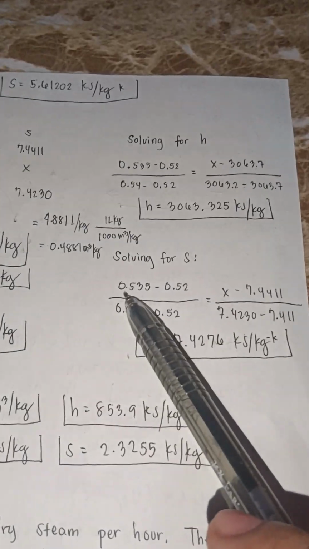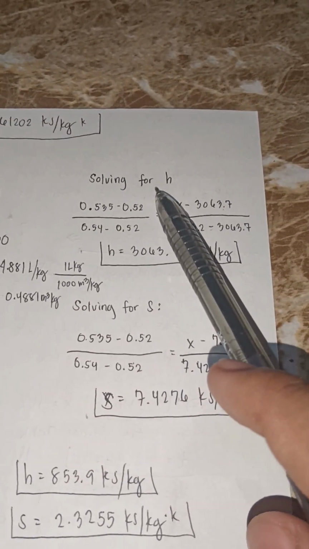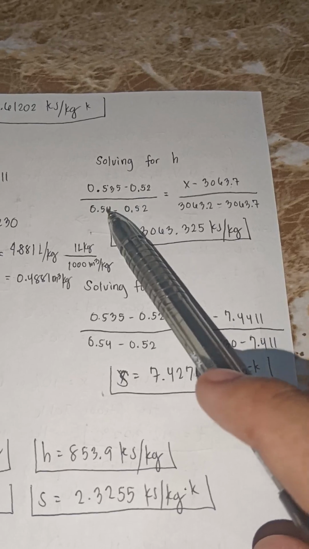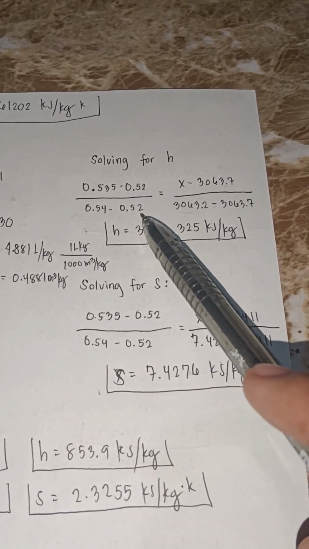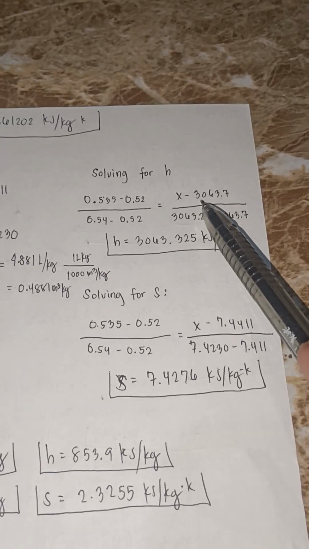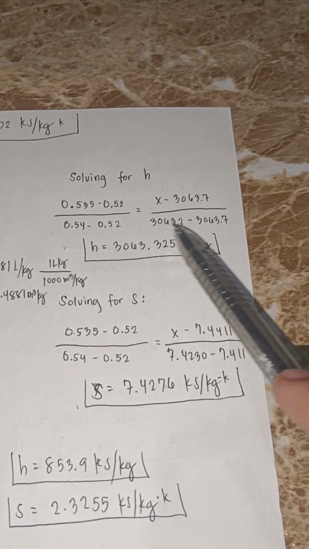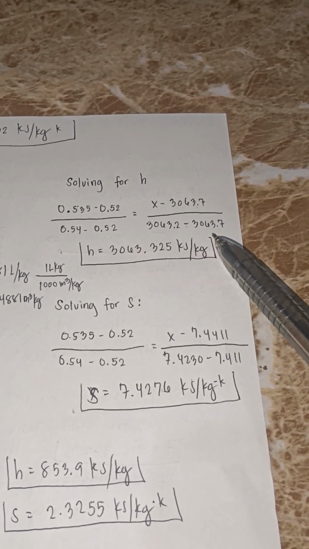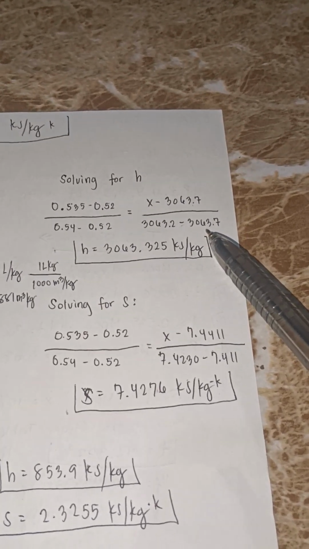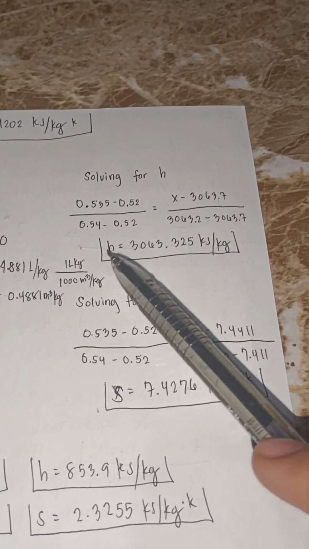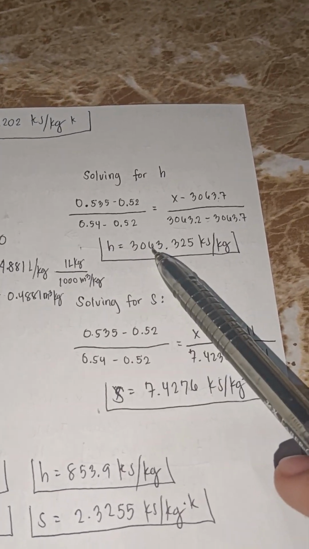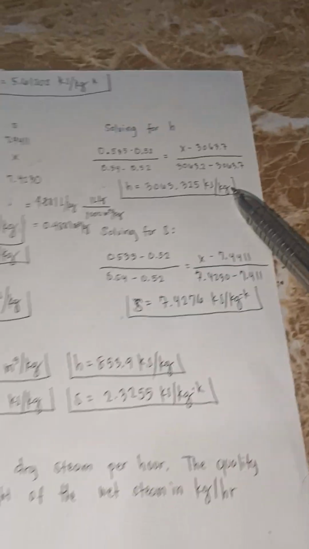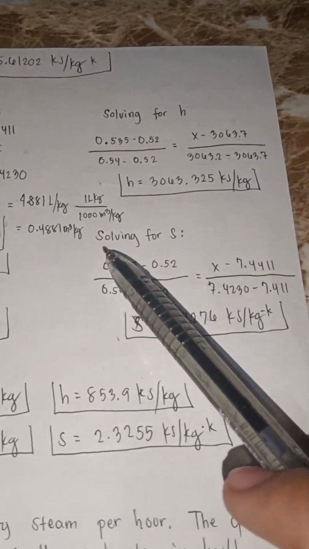So solving for the H, or enthalpy, 0.535 minus 0.52 over 0.54 minus 0.52 equals x minus 3603.7 over 3603.2 minus 3663.7. So we came up with the enthalpy of 3063.325 kilojoules per kilogram.